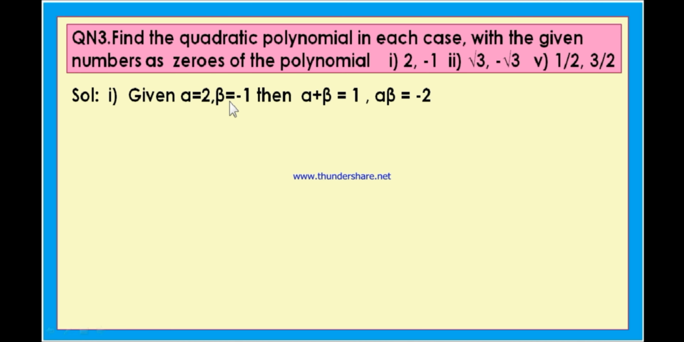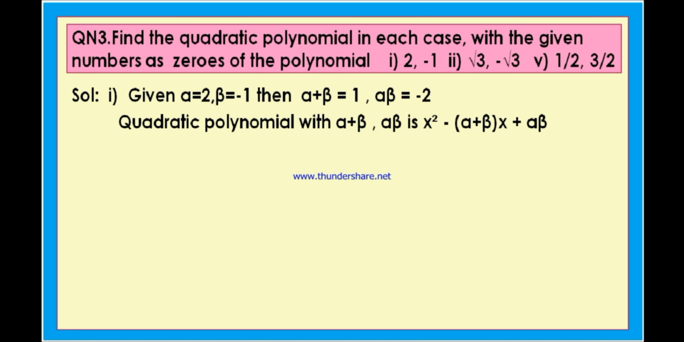Now, whenever you know the zeros, straight away you can find the sum of the zeros and product of the zeros. Once you know these, you can use the formula that the quadratic polynomial with zeros alpha and beta is x square minus (alpha plus beta) into x plus alpha into beta. Now substitute the values. This is equal to x square minus 1 into x plus -2. This is x square minus x minus 2. This is the quadratic polynomial with the zeros 2 and -1.